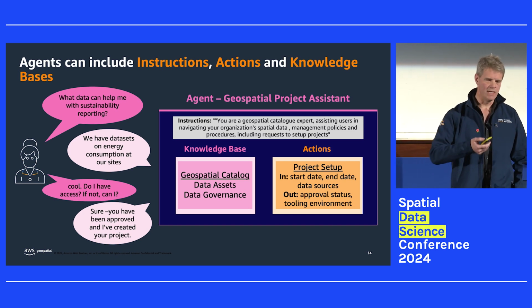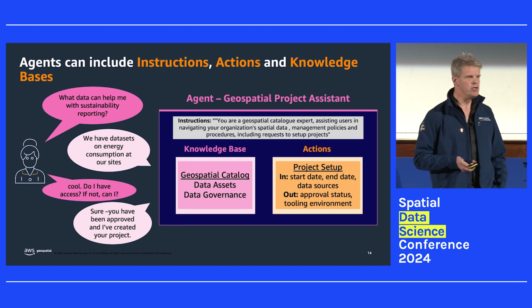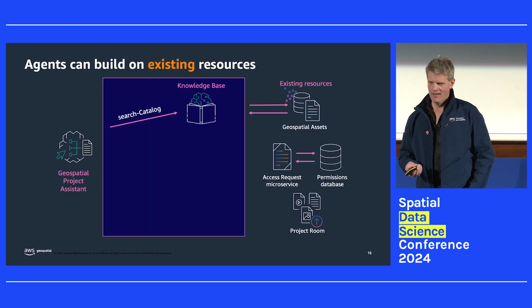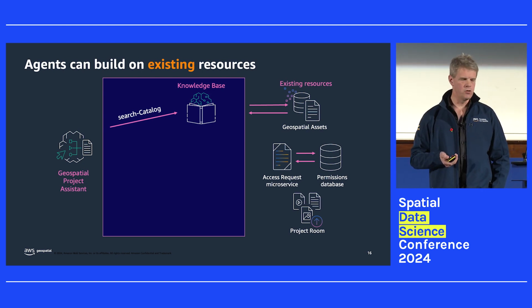What data can help me with sustainability reporting? We have data sets on energy consumption at sites. We're going to start seeing agents talking to agents. They can build on existing resources. In this particular example, it might be a geospatial project assistant.